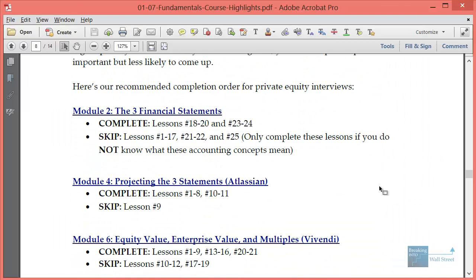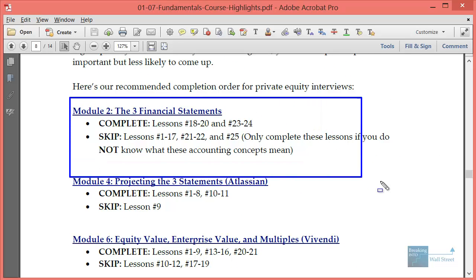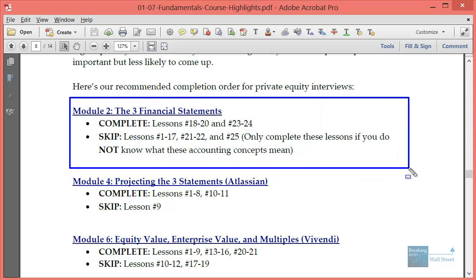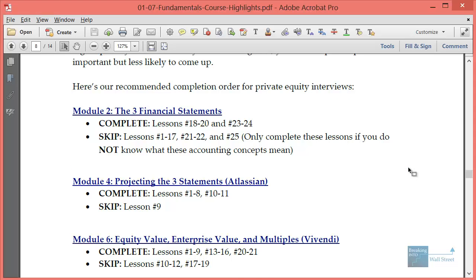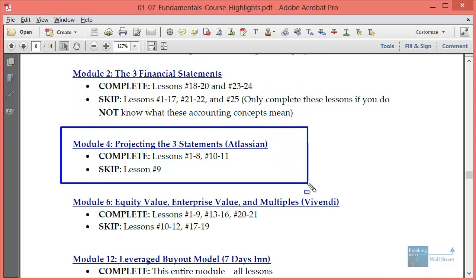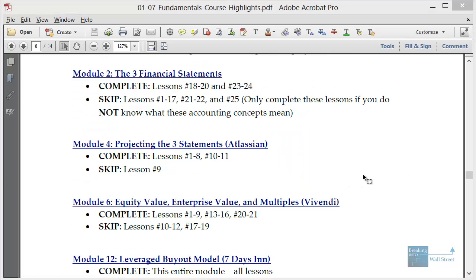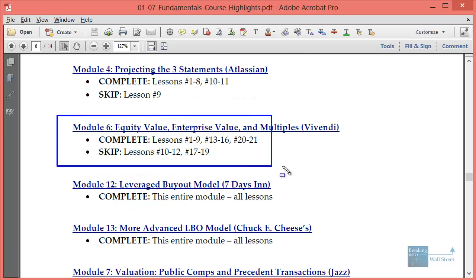Here's what we recommend. If you don't know accounting, you need to know the 3 financial statements and some of these details. Otherwise, it's going to be pretty much impossible to understand leveraged buyout models. And we recommend getting additional practice with the Atlassian case study as well. And of course, you need to know equity value, enterprise value, and multiples, as I just said.